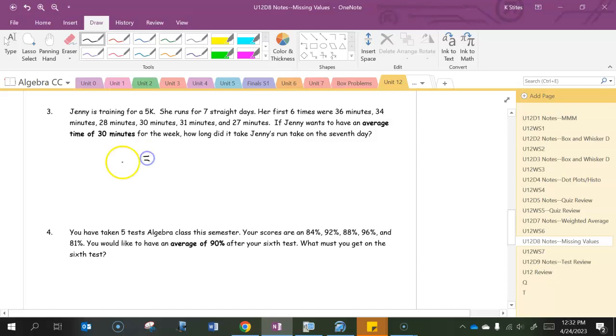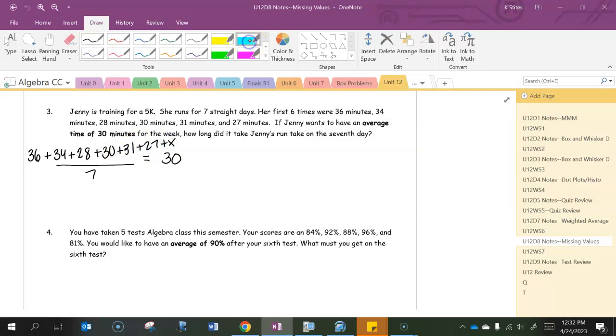So remember, your average is like the answer that we're getting. And over here, we have 7 days, so I'm dividing by 7, and I'm going to add up my times. Some people decide to add this up right away. I like to write it out first. Oops, I did not give myself enough room. Okay, so plus x. And then I'm going to go ahead and add these values up.